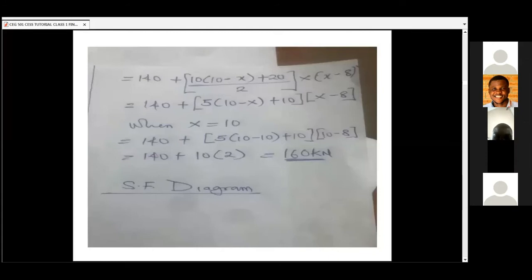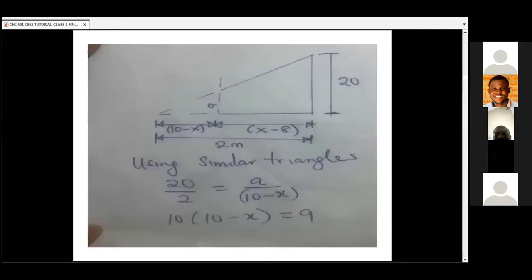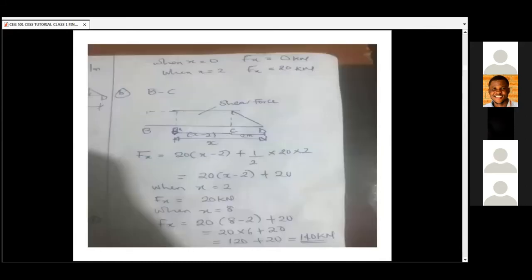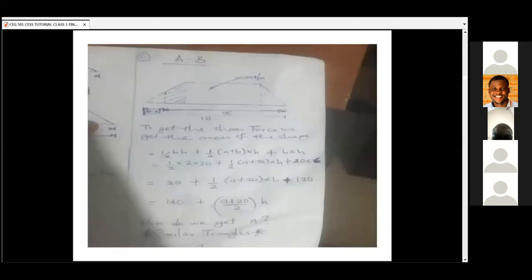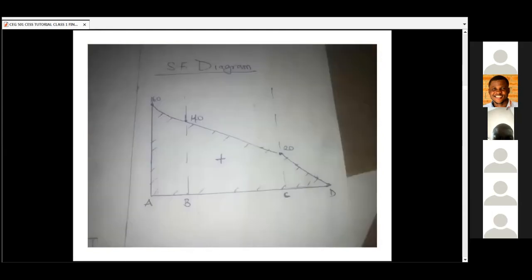So if we now plug our various values into the shear force diagram, we have our value 160 kilonewton. We also got a value 140 kilonewton when we're considering span BC. And finally, we have a value 20 kilonewton when we're considering span CD. And obviously at point D, our value will be zero, which is shown when x equals zero. So when we plug in all these values, we'll get a shear force diagram that looks like this. This is what we'll derive when we calculate our shear force diagram.